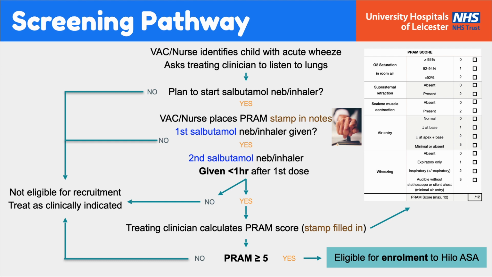However, if a salbutamol neb or inhaler is given or warranted, the treating triage nurse or VAC clinician will place the PRAM stamp in the notes, prompting the screening process and the clinician to undertake a PRAM score should that patient receive a second salbutamol neb or inhaler within an hour of the first dose. If so, the treating clinician will calculate the PRAM score between 1 and 4 hours after that first salbutamol dose is given, and if the PRAM score is greater than or equal to 5 at that time, the patient is eligible for enrolment to the HiFLO acute severe asthma study.